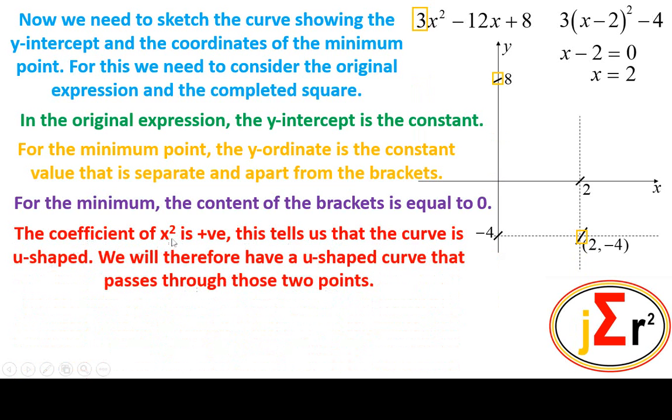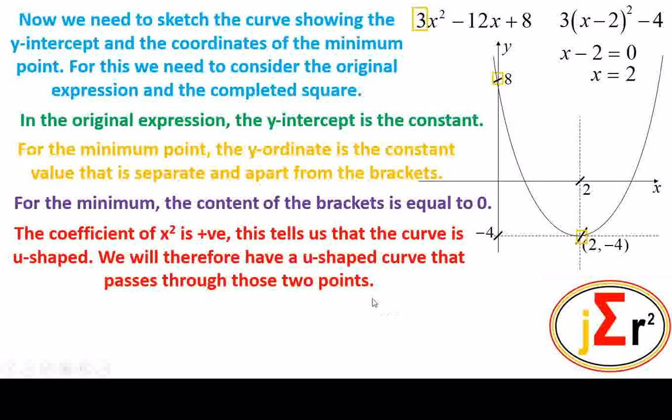The coefficient of x squared is positive, which is this one we are showing. We are highlighting the 2 points that we are concerned with, and we are highlighting the coefficient of x squared. The coefficient of x squared is positive. This tells us that the curve is U-shaped. We will therefore have a U-shaped curve that passes through the 2 points that we have there already. The curve has to be U-shaped, and it has to pass through those 2 points. There we go.